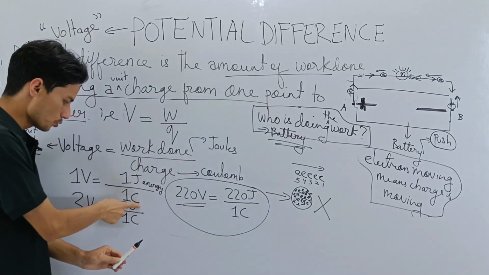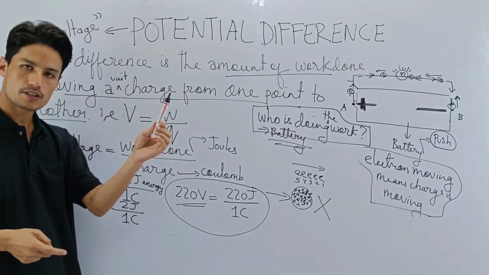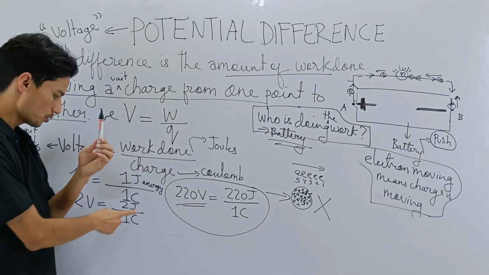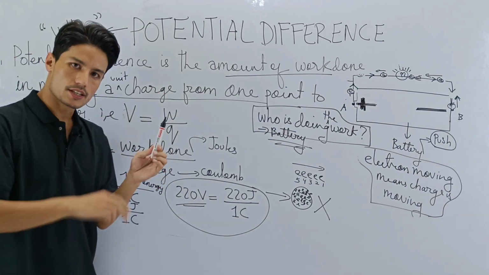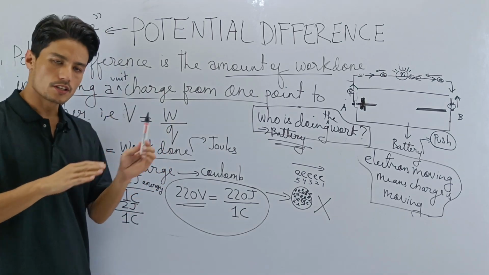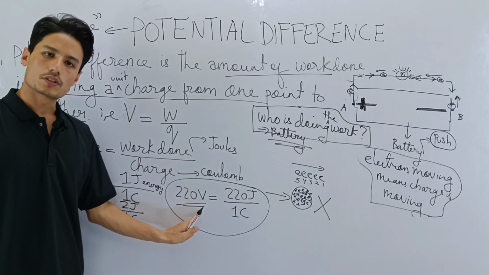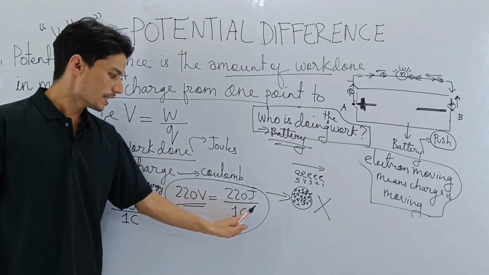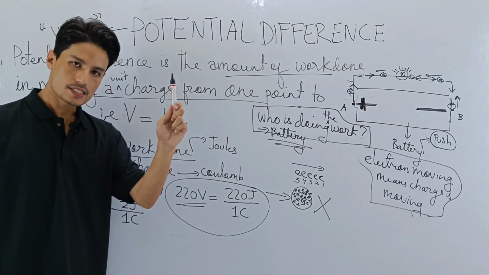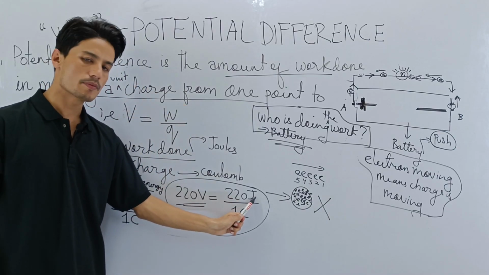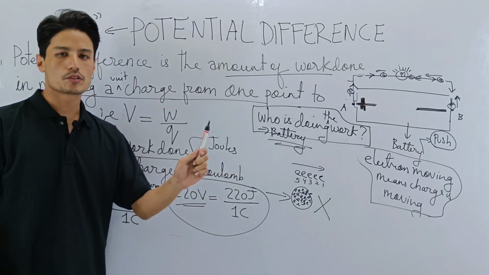Then if it is 2 joules, the charge is still the same, the marker is still the same. Let this be the unit charge. So 2 joules now, so 2. Then 3 joules, 3. Then 4 joules, 4, like that. Then if it is 220 volts, in the same unit charge, how much energy am I going to use? I'm going to use 220 joules.